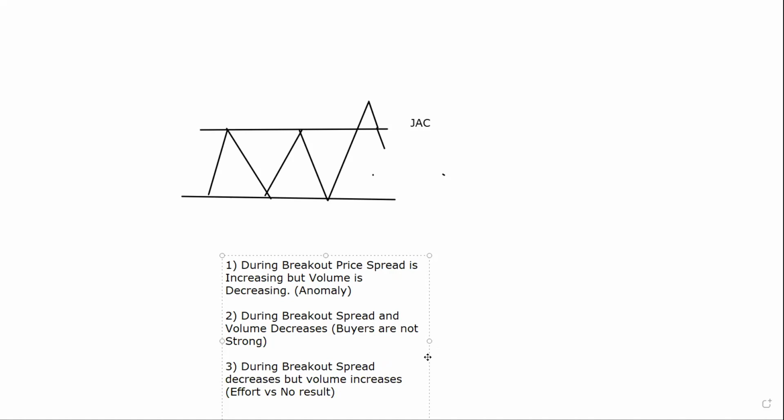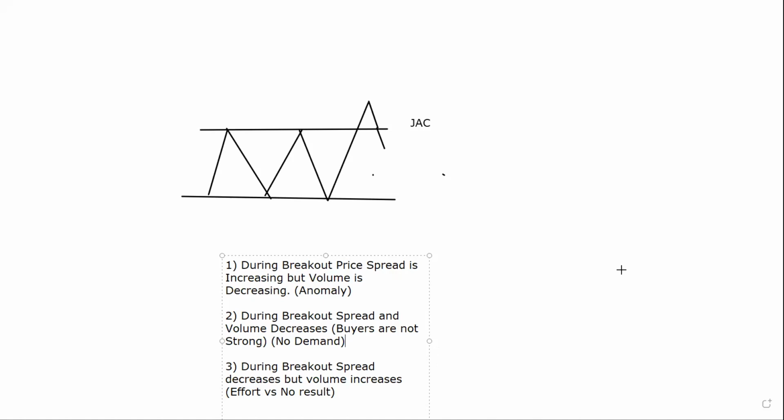Got it? This condition is known as no demand. So either you will have this condition. In all of these three conditions, the breakout will fail. That is the breakout to the upside, I'm talking about the upside. For the downside, it will be exactly the opposite. Here we have no demand, so there we will call it no supply. Got it?